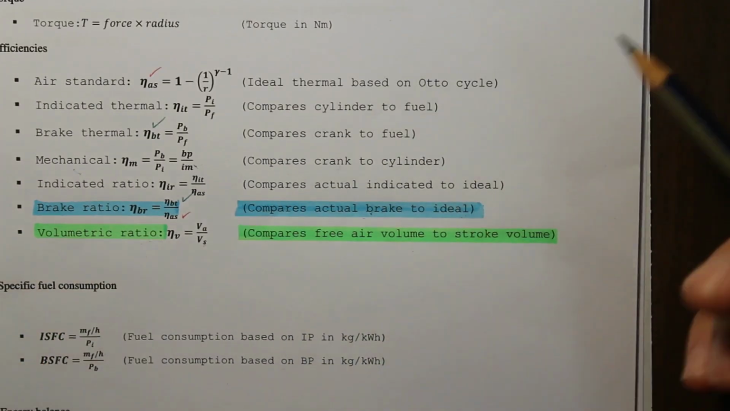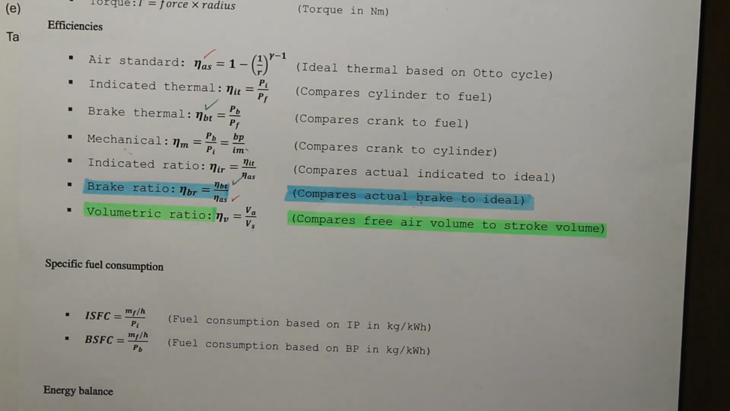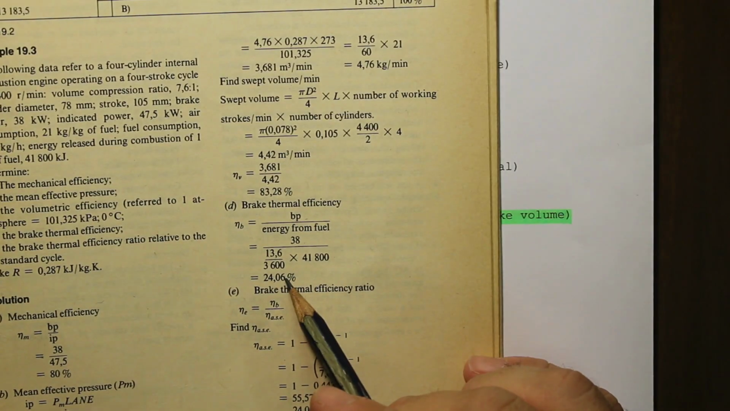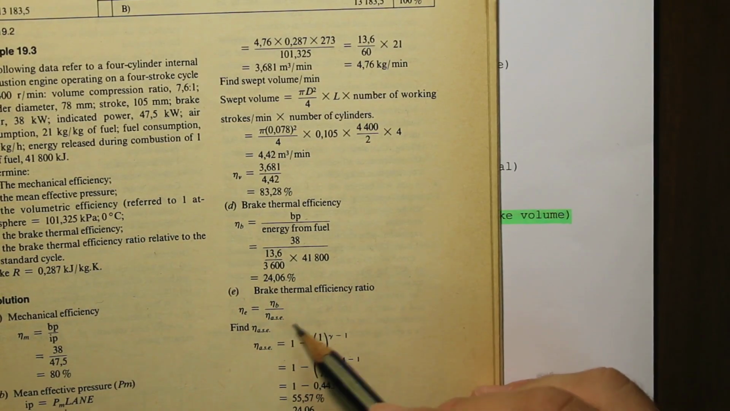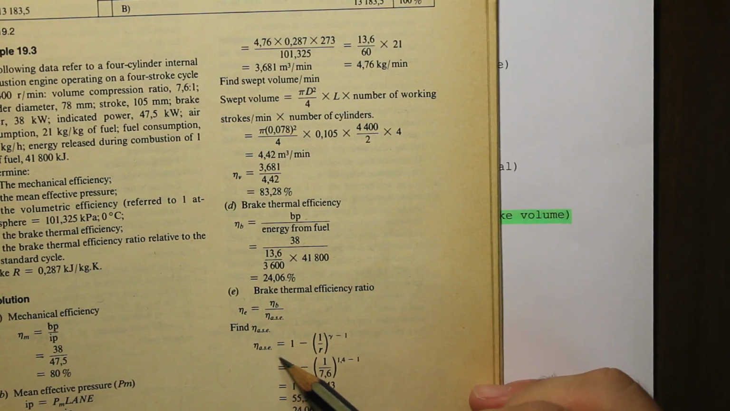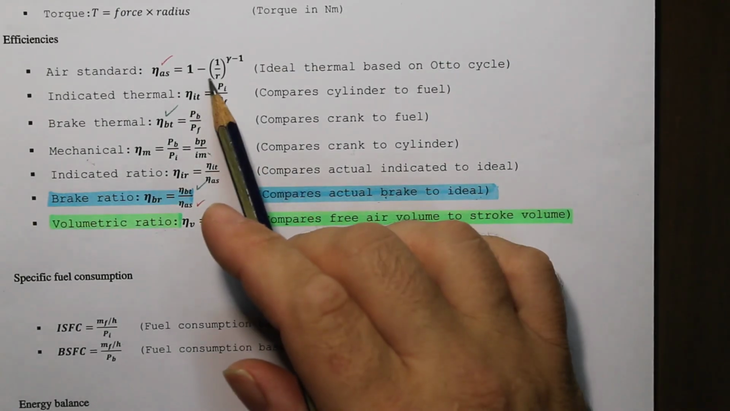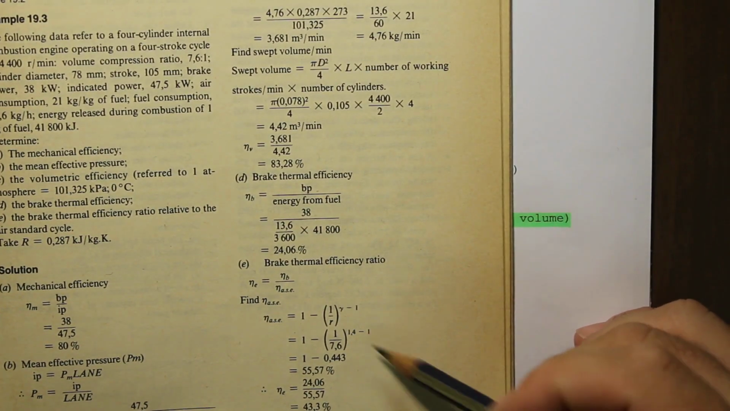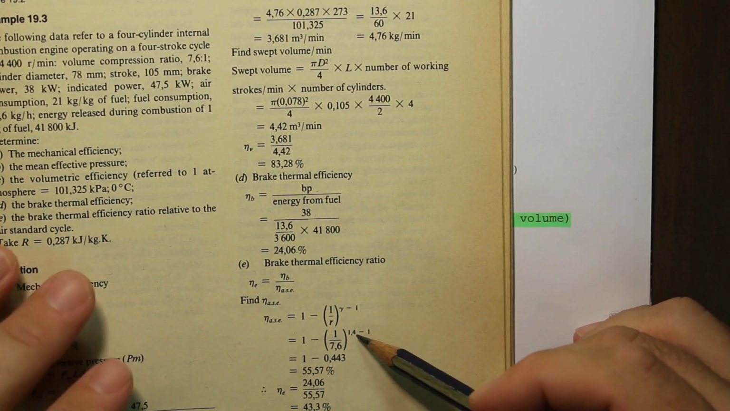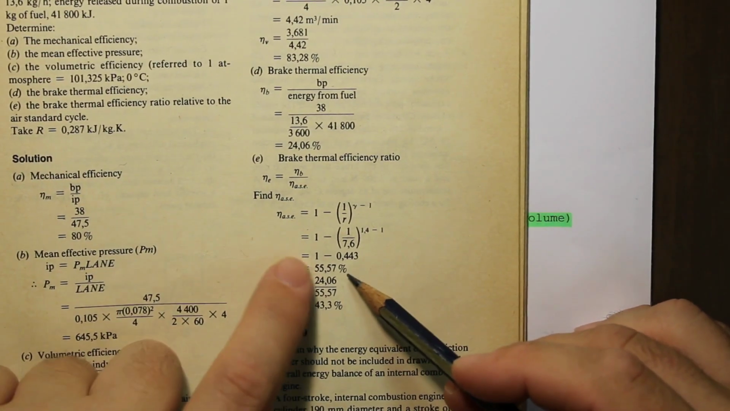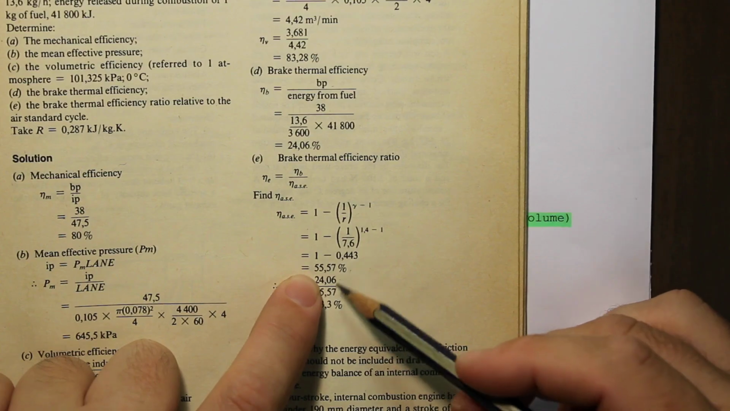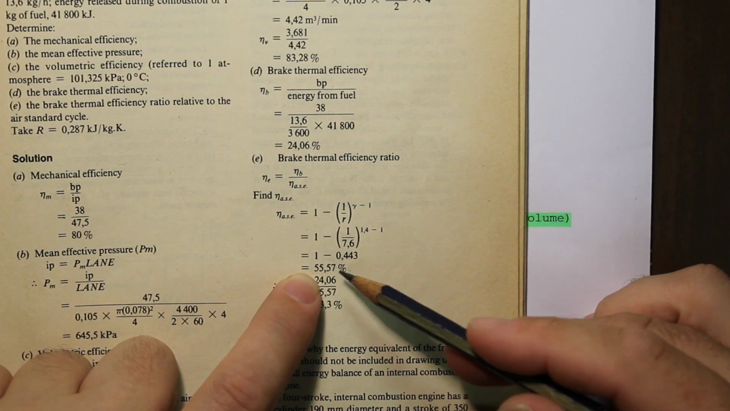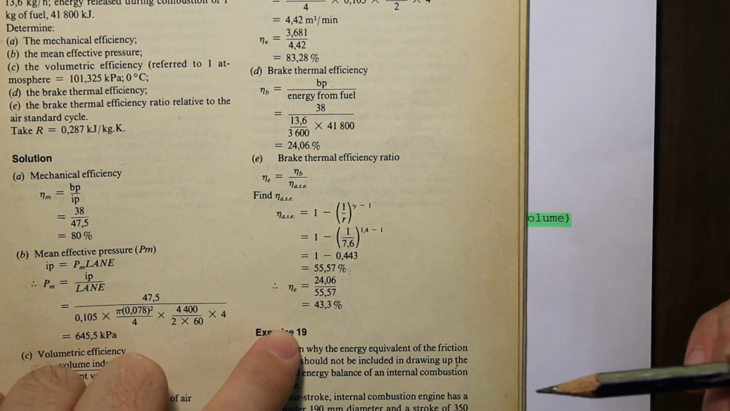Okay, so how do we do that? Also very simple. It's just the two formulas. We've already calculated the brake thermal efficiency over here. Now we just need to calculate what the air standard efficiency is, and that's this top formula. So we plug in the values here, and for gamma we're going to put 1.4 because it's ideal, and we're going to calculate what the air standard efficiency is. You can see that's much higher. The ideal is 55.57%.